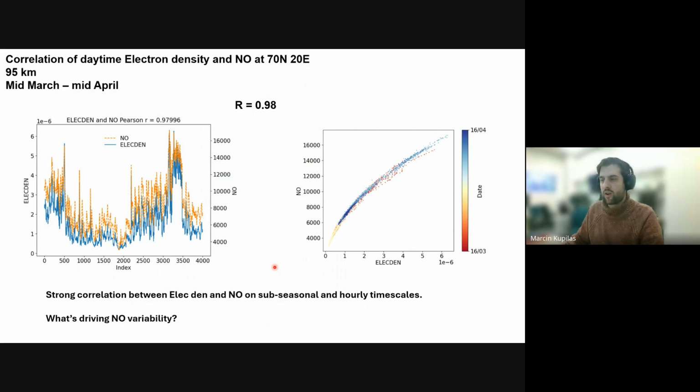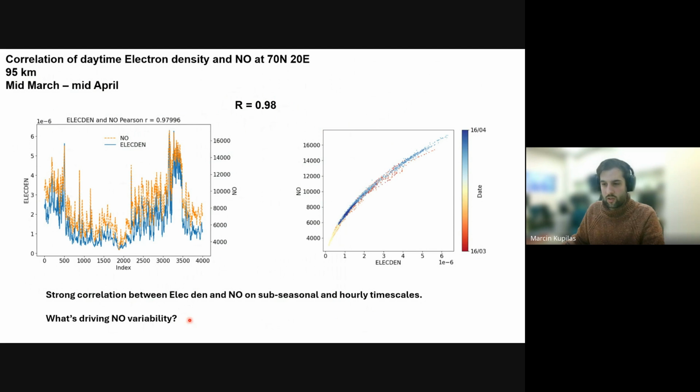One thing that you find is if you correlate the electron density to nitric oxide, you get a very strong correlation of about 0.98. So this time series that you're looking at here is just the daytime values over the mid-March to mid-April period. This is at 95 kilometers. And it's known that photolysis of nitric oxide is the dominant source of electrons at these heights. So it's quite nice to see that the small scale variation correlates so strongly between nitric oxide and electron density. So the question that's left to answer is what's driving the NO variability?